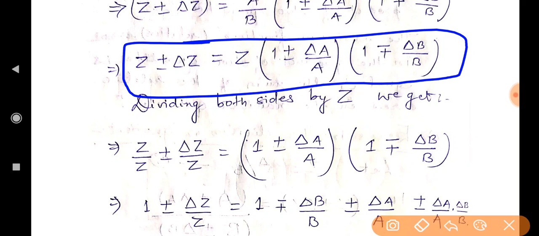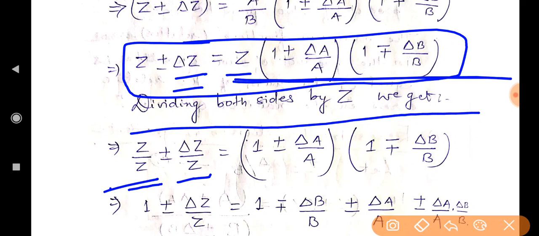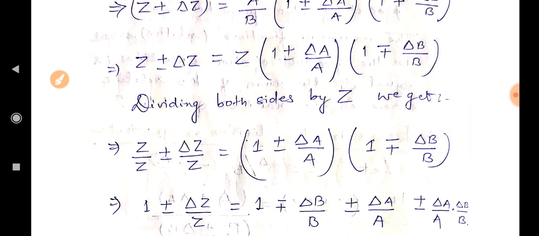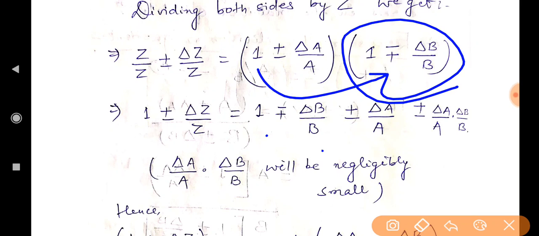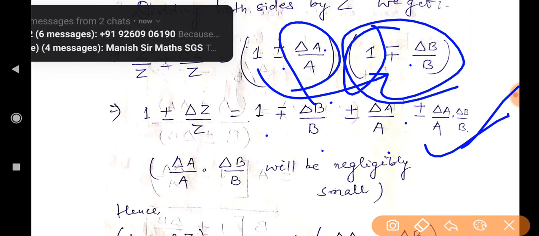We have to just divide both sides by z and we get the result like this: z upon z plus minus delta z upon z, and this whole quantity divided by z, z cancelled out, this will remain left. So we get 1 plus minus delta z by z is equals to 1 minus plus delta b by b. When we multiply this one to this whole term, we get 1 plus minus delta a by a plus minus delta a by a into delta b by b.